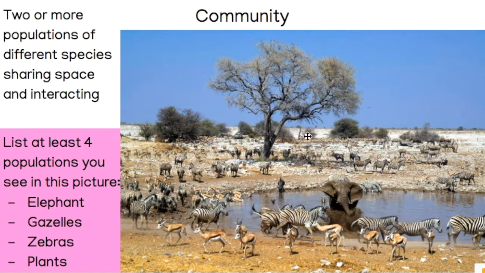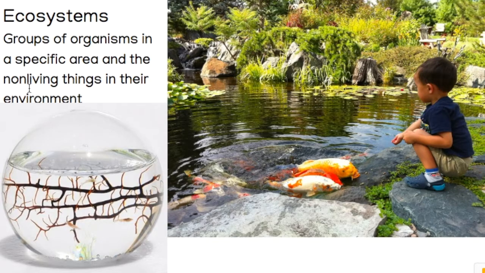And in this picture, we have a community that includes the elephant, these gazelles or impala or antelope, whatever those are, zebra, the trees and plants and shrubs and maybe some grasses are part of the community. And when you have different communities interacting also with the non-living things in their environment, you have an ecosystem. So groups of organisms in a specific area and the non-living things.